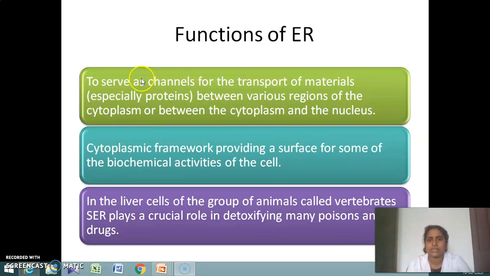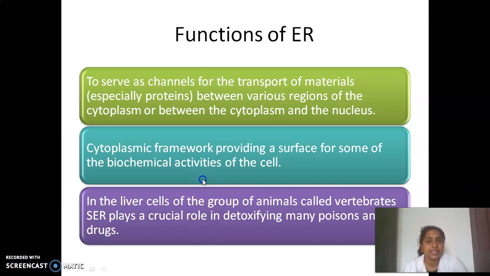Okay, we can discuss. Fourth function, to serve as channels for the transport of materials, especially proteins, between various regions of the cytoplasm or between the cytoplasm and the nucleus. And the fifth one, cytoplasmic framework, providing a surface for some of the biochemical activities of the cell. In the liver cells of a group of animals called vertebrates, this plays a crucial role in detoxifying many poisonous substances and drugs. Clear? That is about endoplasmic reticulum.